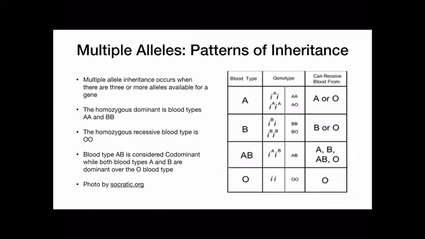Well, it occurs when there are 3 or more alleles available for a gene. It can't be 2 because then that will be too simple. It has to be 3 or more. So we'll start with the blood types.